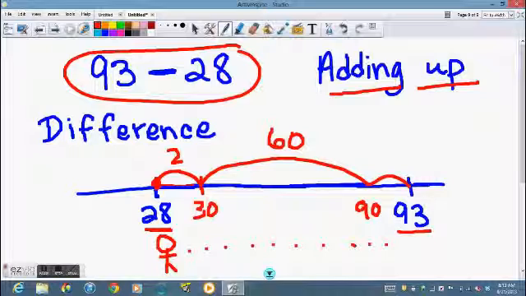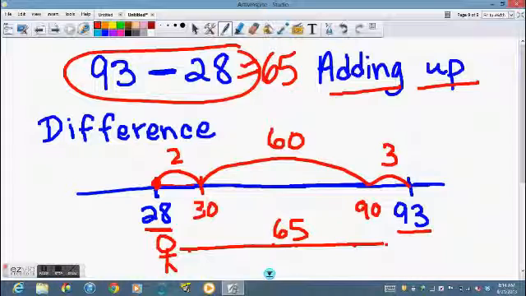Alright, so that's called adding up. The reason it's called adding up is you start at the lowest number, which is 28, and you're adding up to your larger number. You're doing that in little pieces until you get there, and you choose the pieces that are easiest for you to think about.